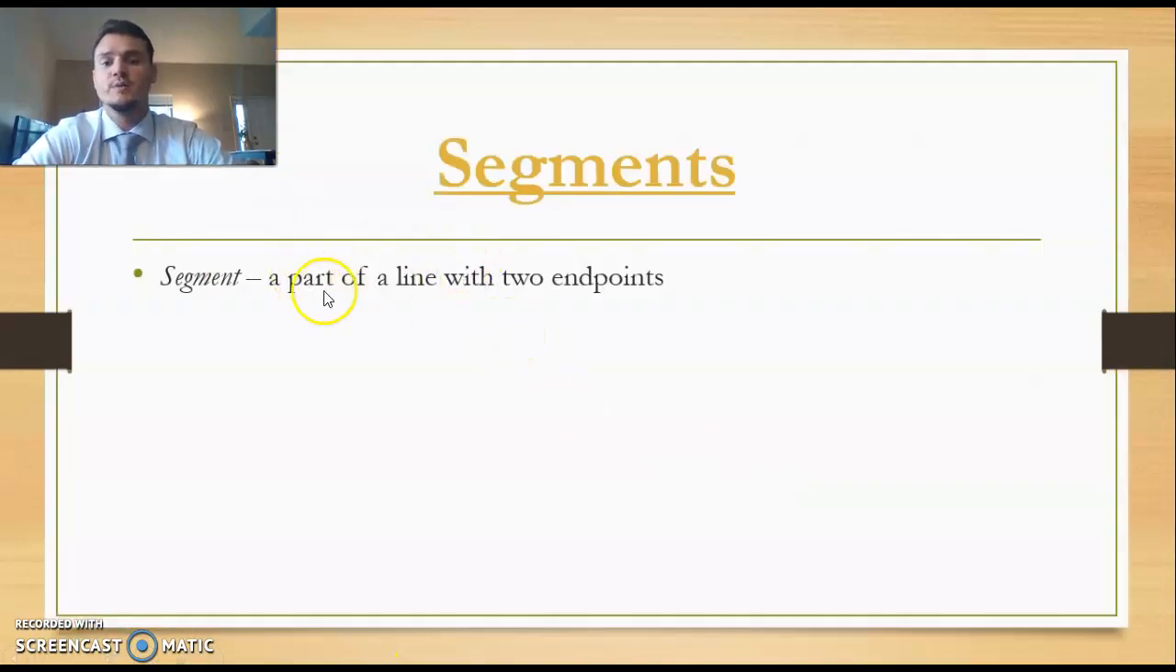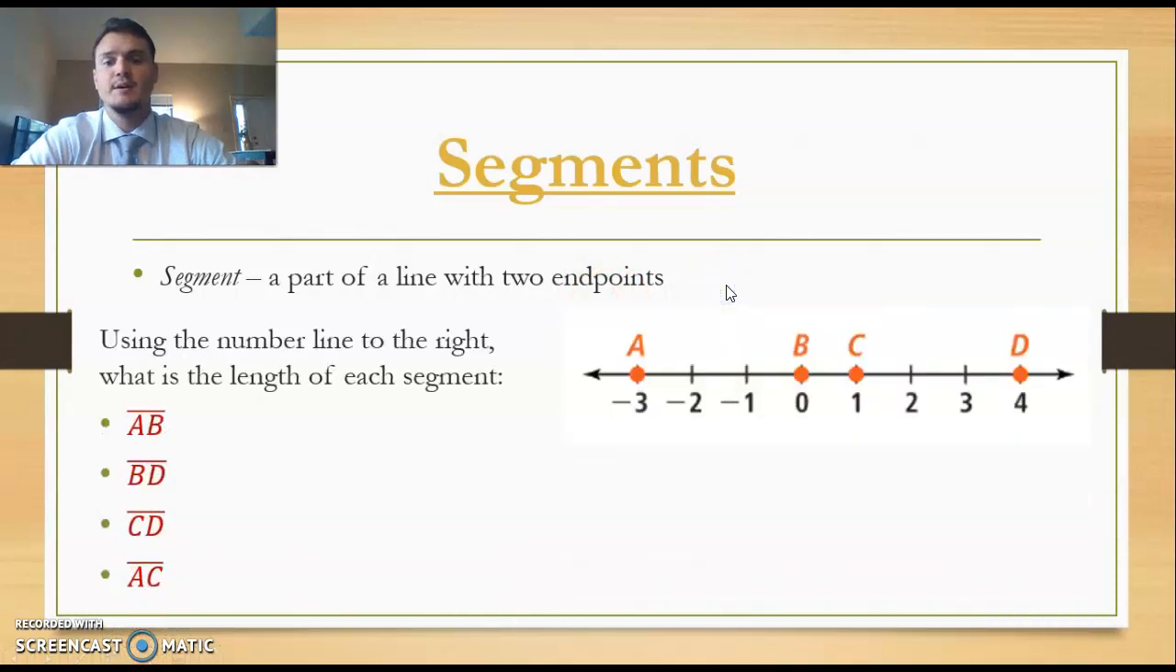So first of all, recall that a segment is just a part of a line with two endpoints. So if we're looking at the segment A to B, for example, we can figure out the length of each segment by using a number line. We're also going to look at the coordinate plane tomorrow or the next lesson. So in this case, A to B is just the distance on a number line. So it's 1, 2, 3 units away.